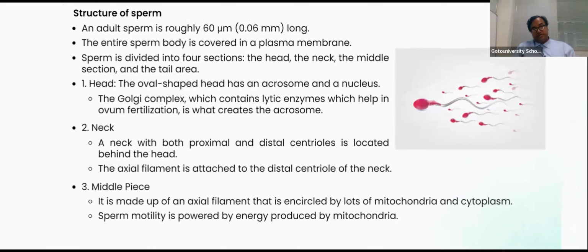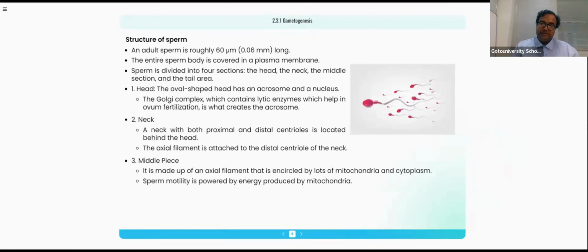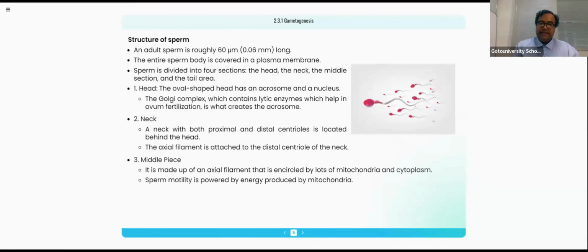In the gametogenesis process, what we need to understand basically is that the sperm length is 60 micrometer. The μm denotes micrometer, so it is 60 micrometer. Instead of saying micrometer, we can say 0.06 millimeter, okay, acceptable. And the second thing is the sperm has an outer cover called the plasma membrane.